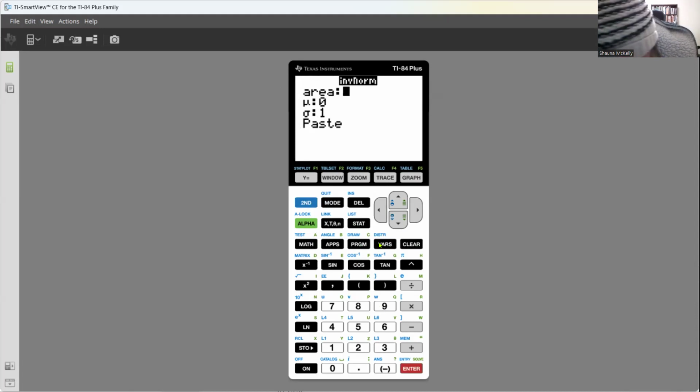Now, the area that you're going to put in, some calculators will let you set this to left, center, right, but this defaults, and the one that you should always use for this class is left. So we're always going to use area to the left.